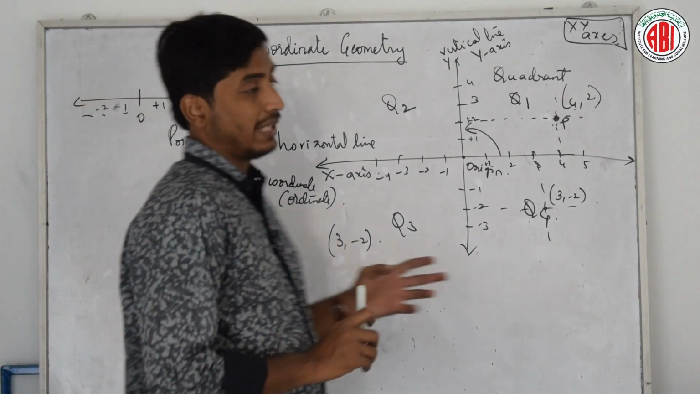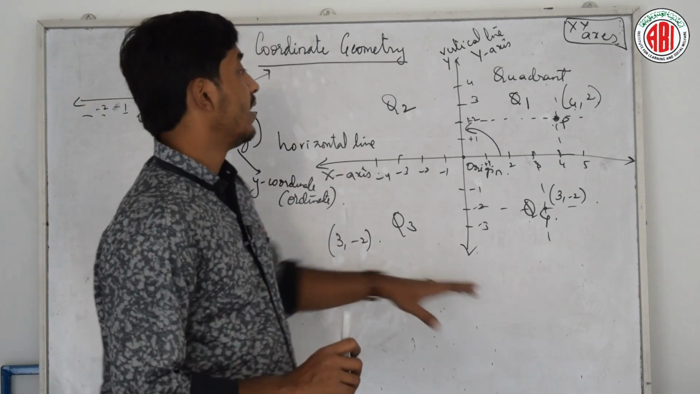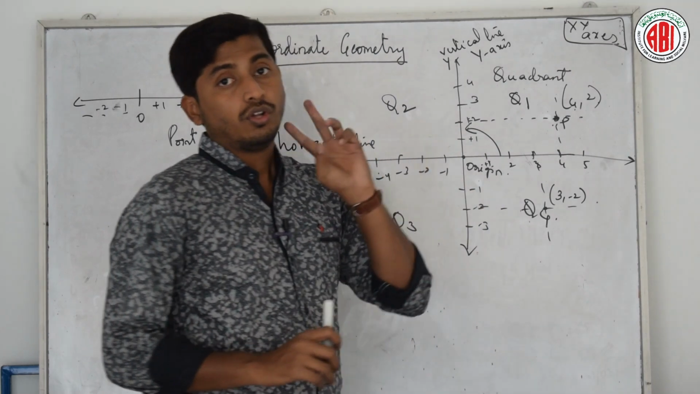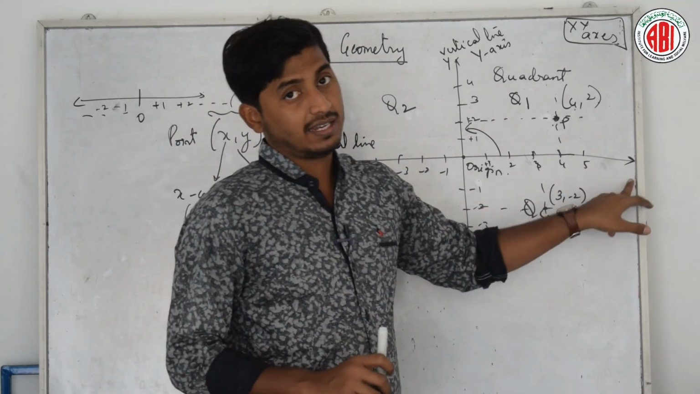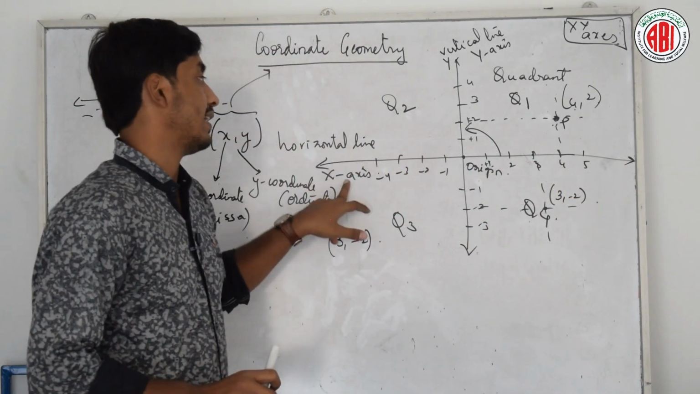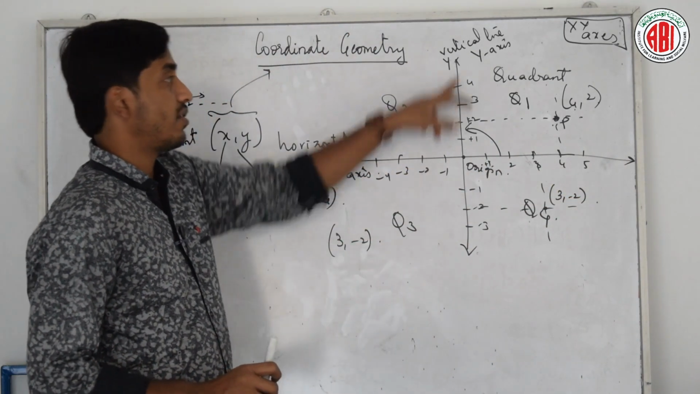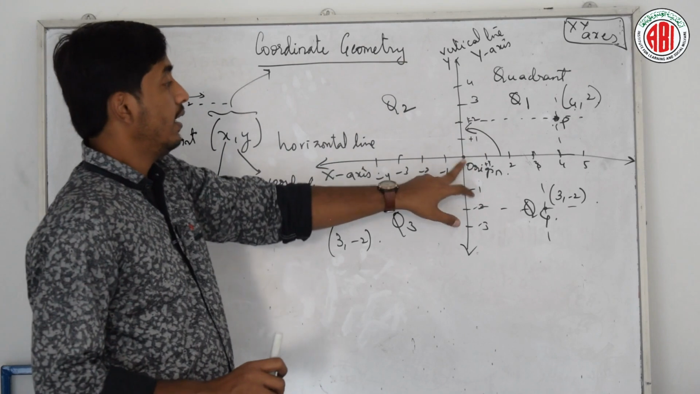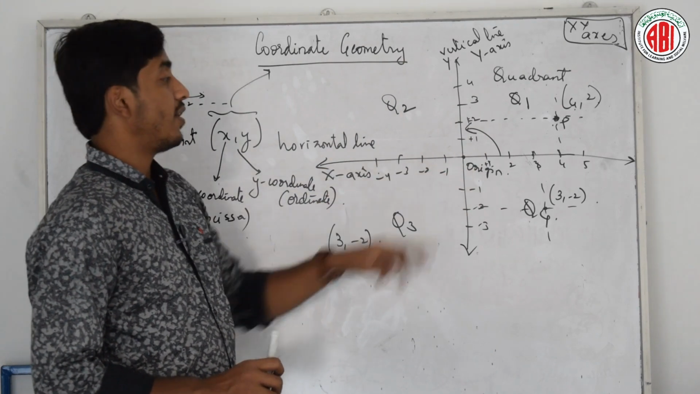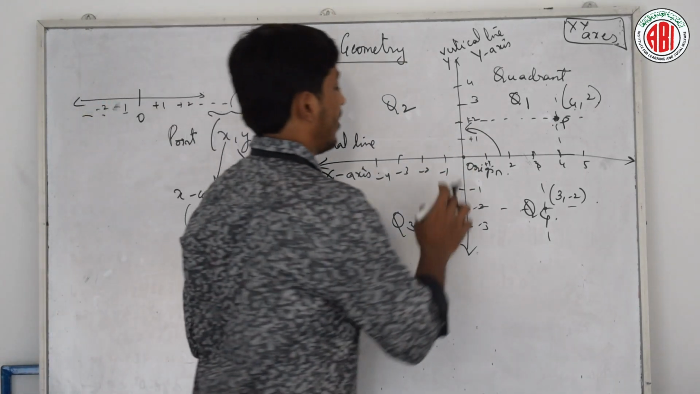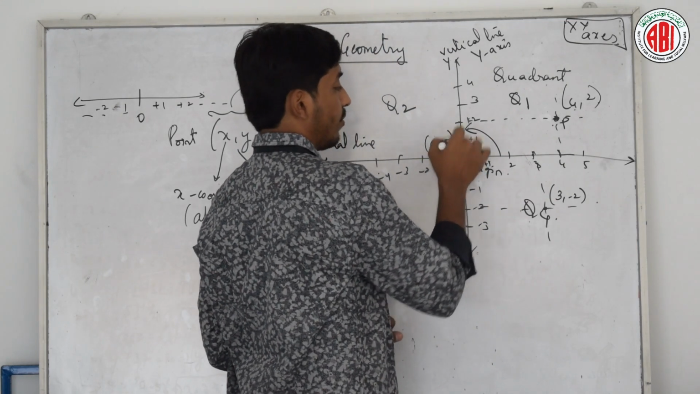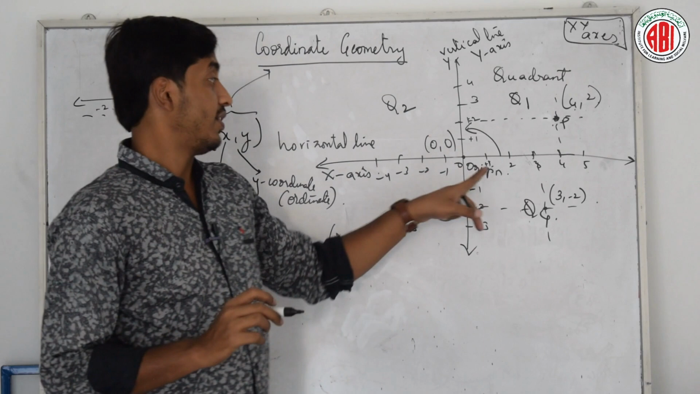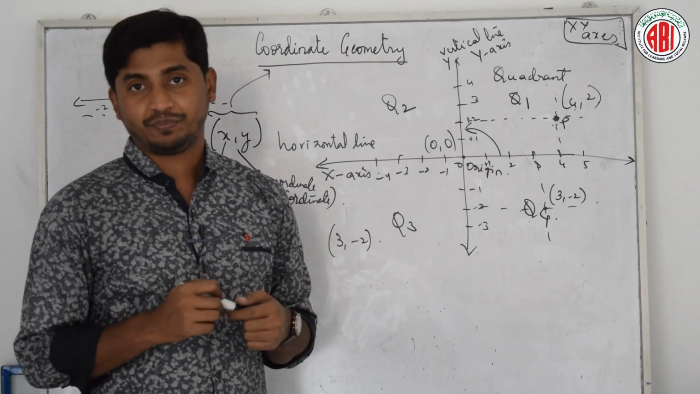Before going to the exercise, once again let me tell, the whole plane is divided into 4 parts by drawing 2 lines. What are these lines called? The horizontal line is called x-axis, the vertical line is called y-axis, and the intersecting point is called origin. Now tell me what are the coordinates for this? 0 for x-axis, 0 also for y-axis. Therefore 0 comma 0 is origin.